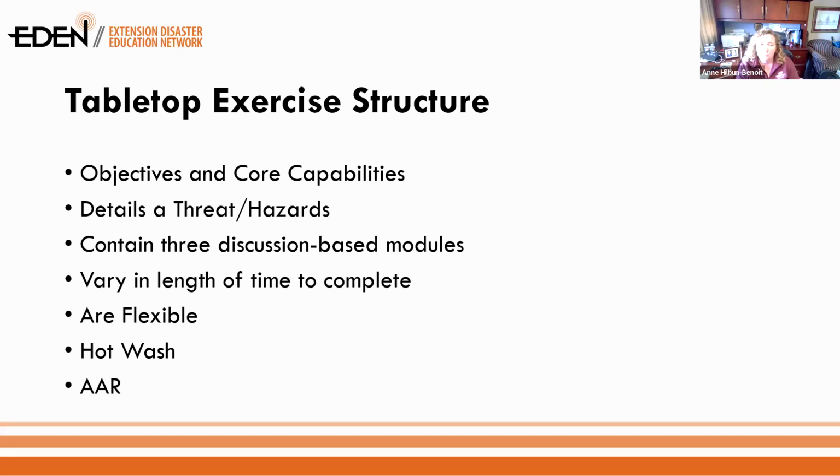We usually have a hot wash with our tabletop exercise. So typically what that entails is you're going to give me 3 strengths and 3 areas of improvement at the end of the exercise. It's meant to go quick and to get you in and out of there. And then after the fact, we conduct an after action review, or an AAR, to learn how we can improve and do better next time.